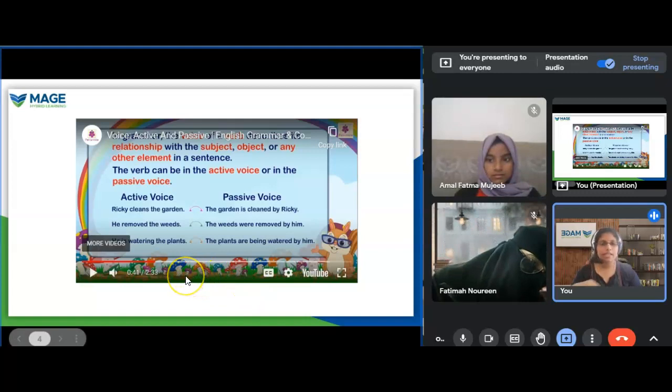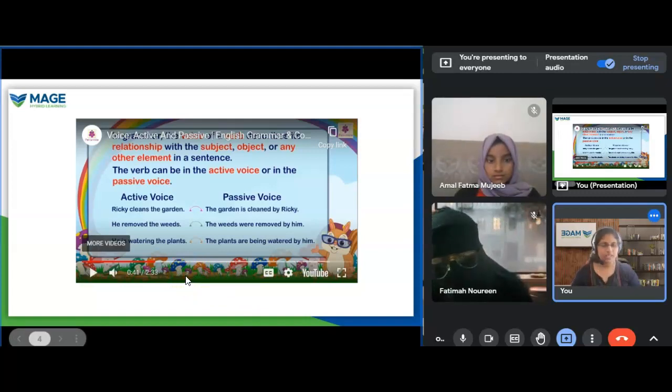He is watering the plants. Which tense? Present continuous. Yeah, the plants are being watered by him.